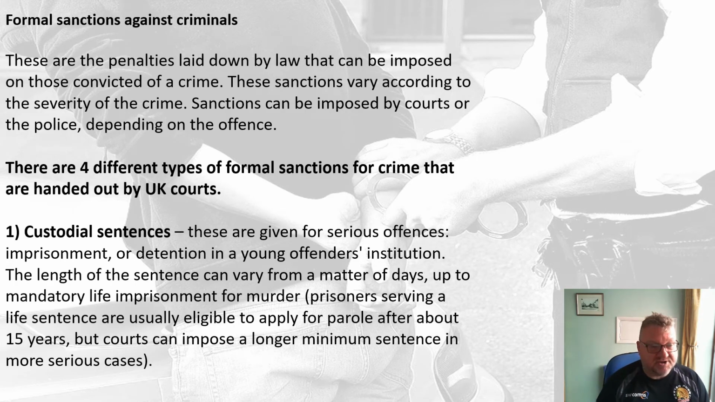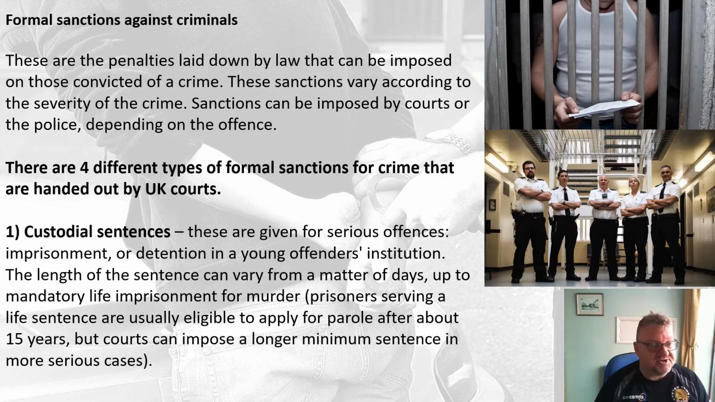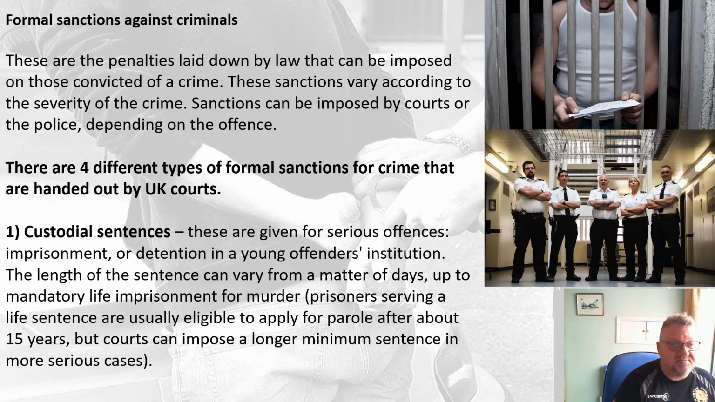The first category is a custodial sentence. So basically, you go to prison. And they are given for serious offences. So that's imprisonment in an adult prison or a young offenders institution. And the length of that sentence can vary from days up to, if you commit murder, a mandatory life sentence. So if you are found guilty of murder, you will get a life sentence. The judge has to give you a life sentence.